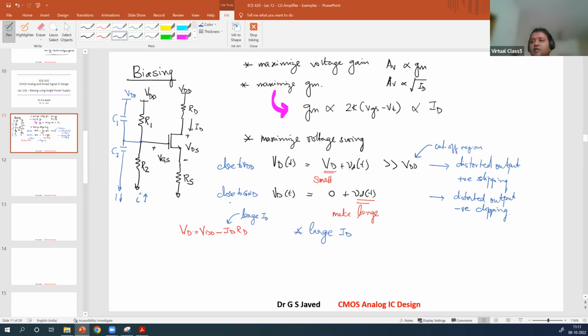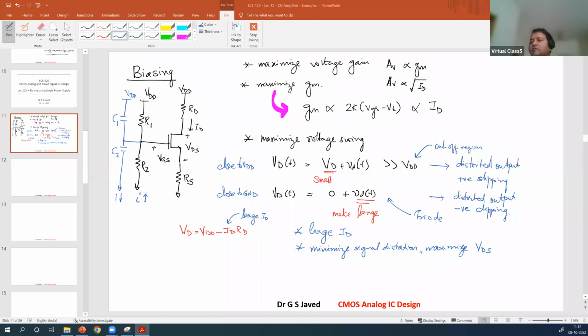Another thing we have to ensure is that the device is not entering into the triode region, which is this region. To avoid negative side clipping, you don't want that. So to minimize signal distortion, you will need to maximize VDS. So you need to maximize this.